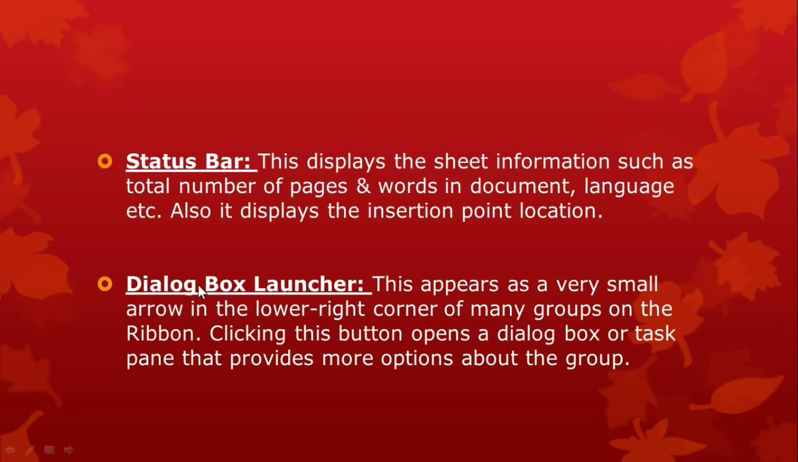Then the dialog box launcher. This appears as a very small arrow in the lower right corner of many groups on the ribbon. Clicking this button opens a dialog box or a task pane that provides more options about the group. Also, you know that by default there are 3 worksheets in one workbook, but you can add extra worksheets if you want. So that was the introduction to Excel.